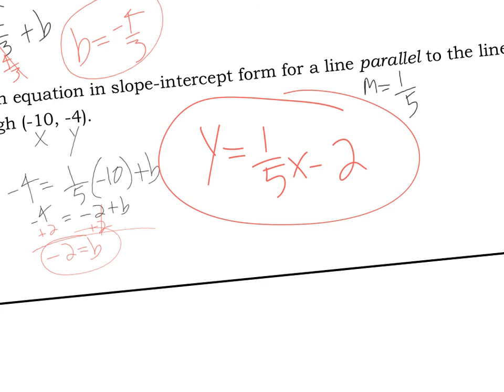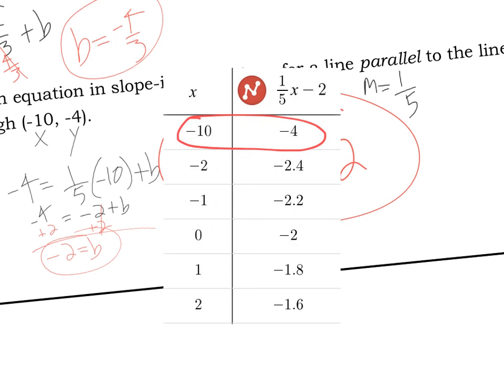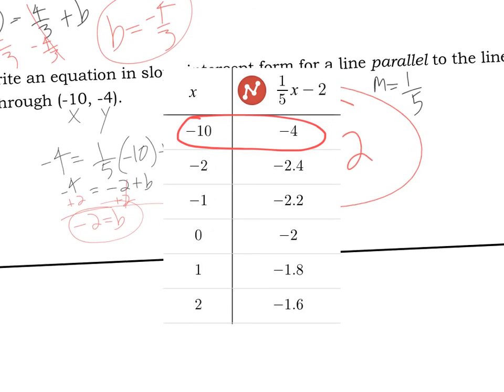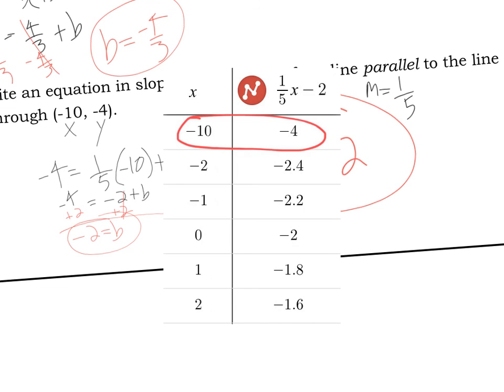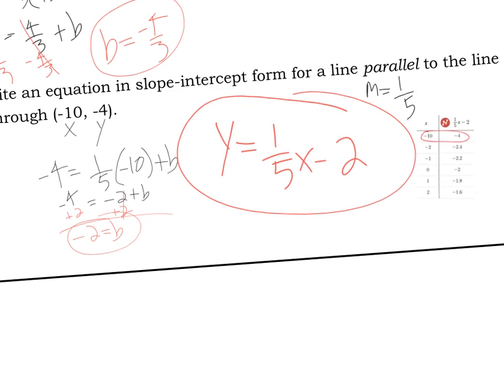Okay, so again, what do I have left to do? Graph it, verify the point or points that were given to you are on that graph or in that table, and you know you did it right if you see it there.